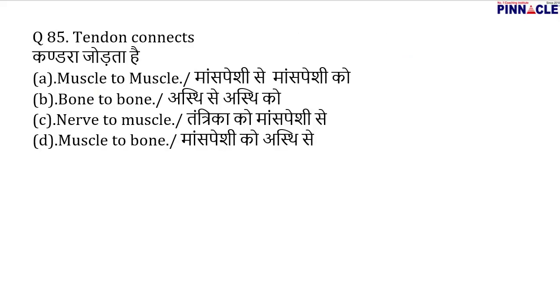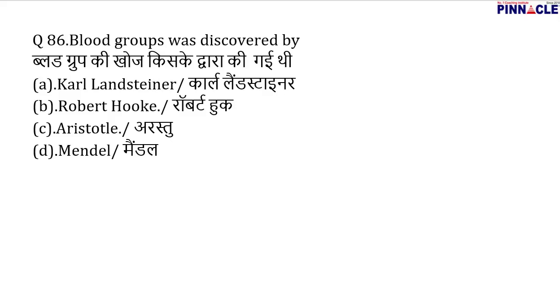Question number 85 asks us that the tendon connects what? Always remember that the tendon connects a muscle to a bone. It is also a type of connective tissue. So for question number 85, D is the correct option. After question number 85, question number 86. Question number 86 is, the blood groups were discovered by who?